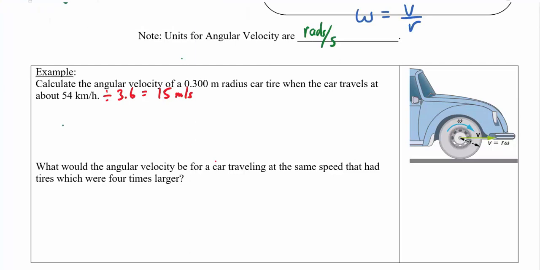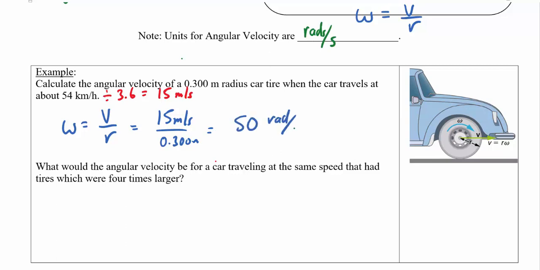I know that my angular velocity is equal to the velocity of a point on the outer edge of the tire divided by the radius. If it's traveling at 15 meters per second, and the radius is 0.300 meters, that's going to give me 50 rads per second.